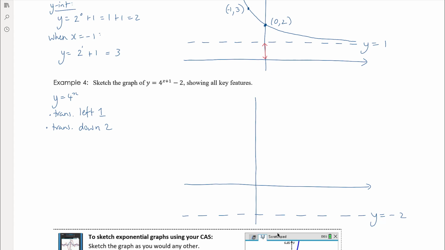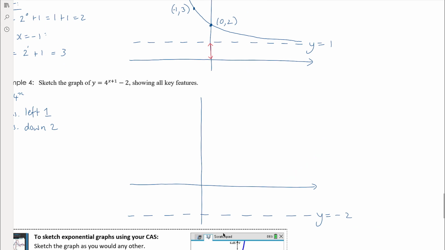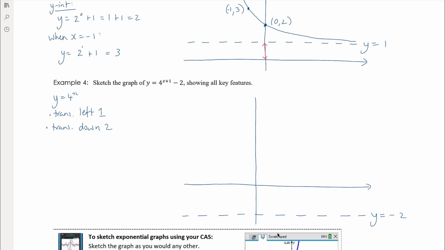Now because our graph's going to go this way, we're going to cross the x and the y axes, but we don't know whether it's going to be over here, whether it might actually go through the origin, so we can't draw it in until we've calculated our points. So our y-intercept in this instance is going to be y equals 4 to the power of 0 plus 1, so it'll be 4 to the 1 minus 2, so that's going to be 2. Again, consistency with your scale: this distance here is 2, and so if your y-intercept is also at 2, it needs to be that same distance above the x-axis.